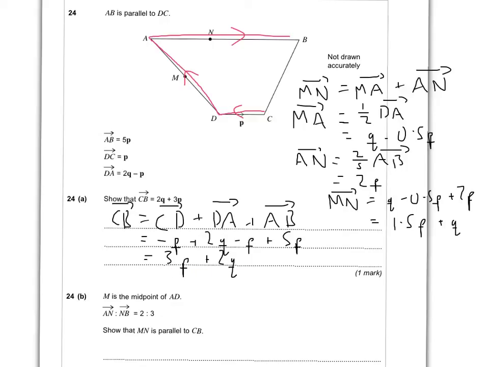If I compare this one and this one, I can see that if I times CB by a half, I end up getting MN. So these vectors are a multiple of each other, and that proves that they're parallel. So I'm now going to write down that MN is a multiple of CB, so they are parallel.